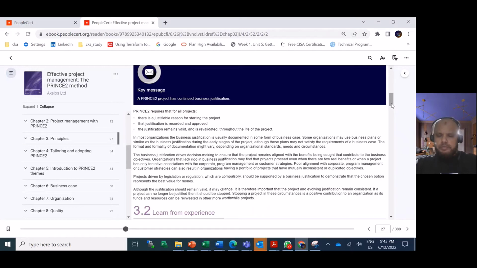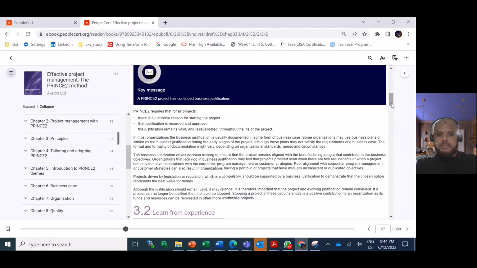Let's say that you have initiated a project to build some system. That means your sales will be improved, sales will be increased. That is the business justification. After the project is implemented, you will get a sales increase of, say, 10%. So that's why you need business justification and business realization.